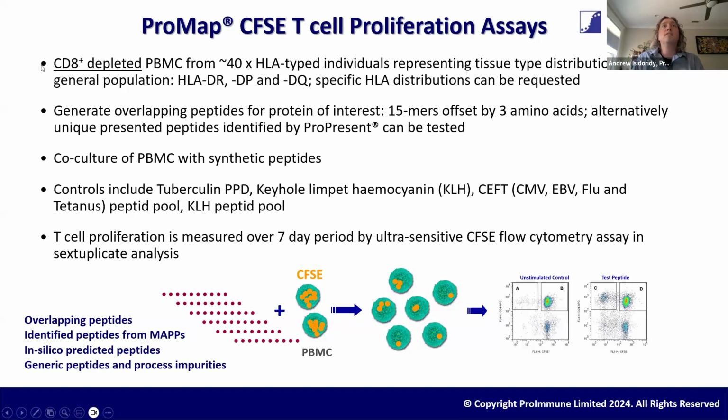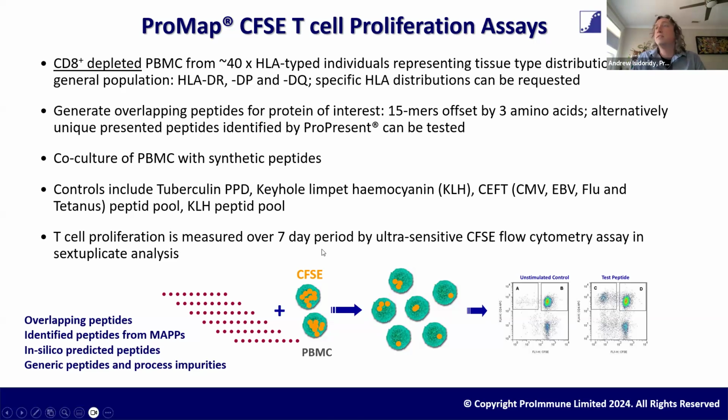And so we would take CD8 positive depleted PBMCs from these healthy donors. A typical project for this ranges from about 20 to 50 donors. And then we would generate the overlapping peptides of interest, and we would incubate those for 7 days.